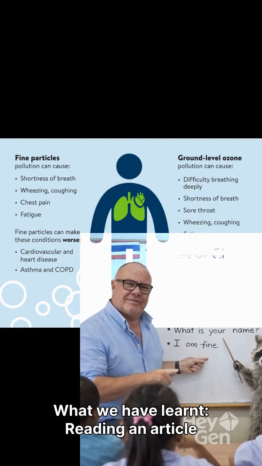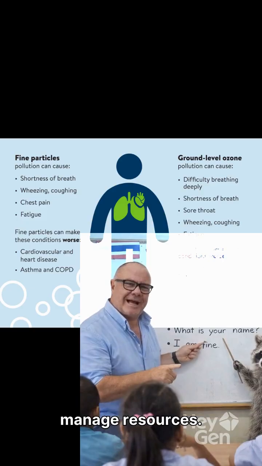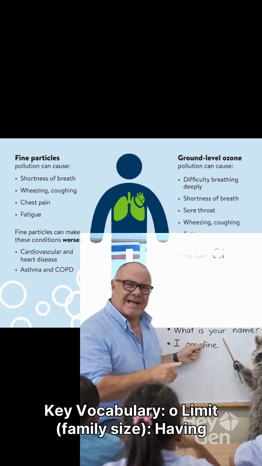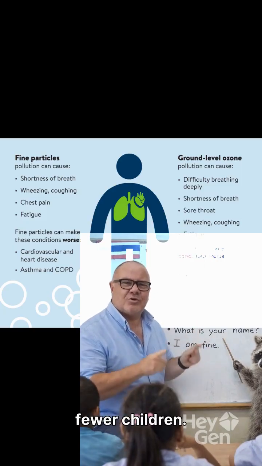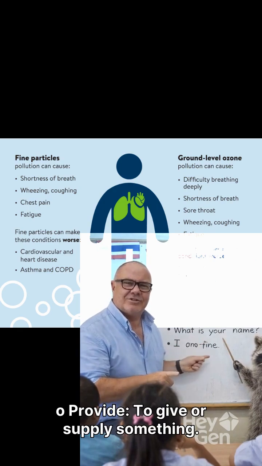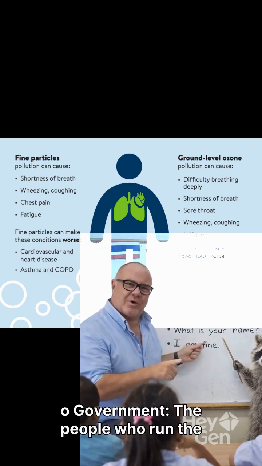What we have learnt. Reading an article about solutions to reduce world population or manage resources. Key vocabulary. Limit family size: having fewer children. Provide: to give or supply something. Government: the people who run the country.